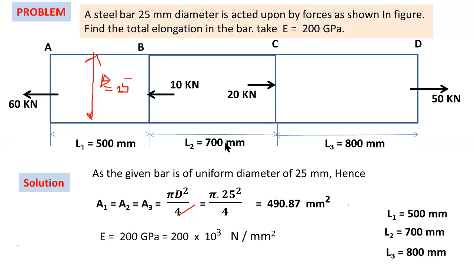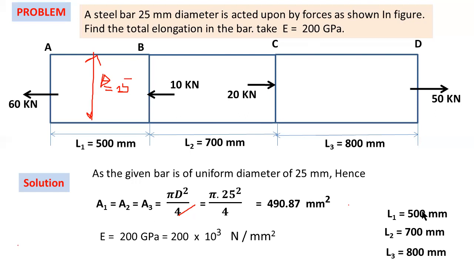Here L1, L2, L3 are the original lengths: 500, 700, 800. These three are original lengths. And Young's modulus, capital E, equals 200 gigapascal.